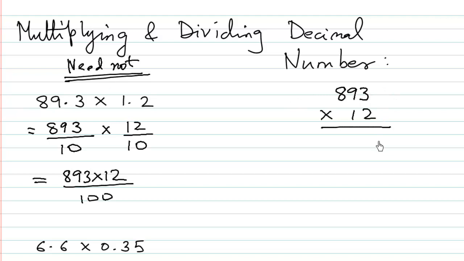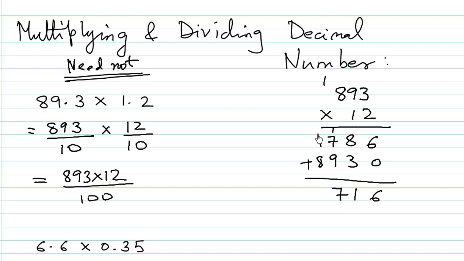So 3 2s are 6, 9 2s are 18, 1 carry, 8 2s are 16, 17, 0. 1 3 is 3, 1 9 is 9, 1 8 is 8. Let's add them. So we have 6, 8 plus 3 is 11, 9 plus 1 is 10, 10 plus 7 is 17, 8, 9, 10. So we have 10716.